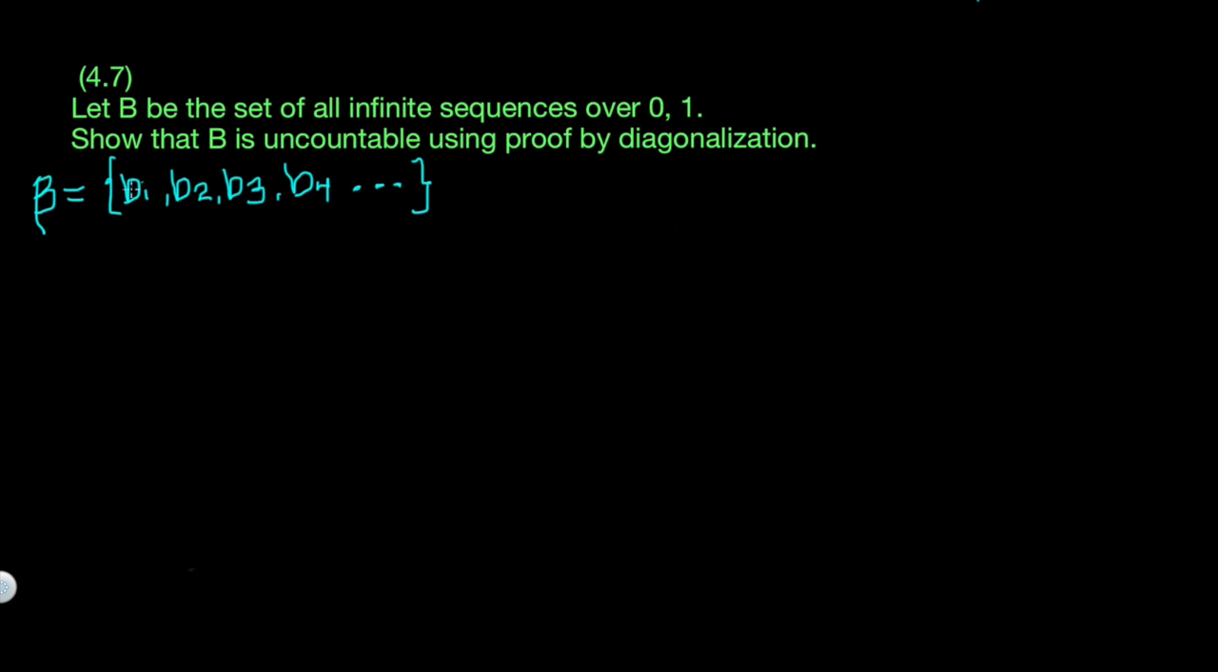Alright, and each of these values in B can take on values of 0 or 1. So we can write that. B of i is an element of 0 or 1. Alright, so in order to use diagonalization, we're going to be using a proof by contradiction. So the first thing we need to do is suppose that B is countable. So let's write that down.